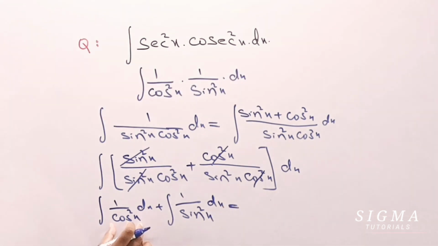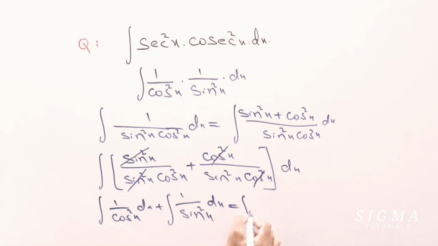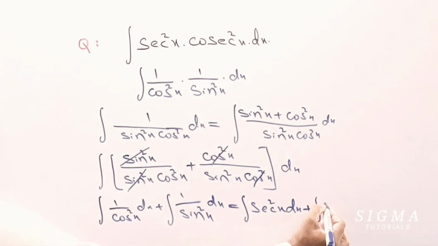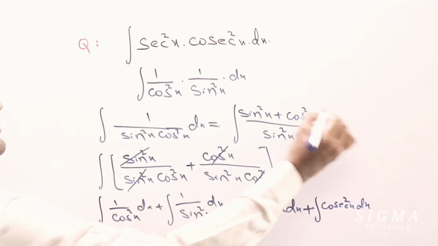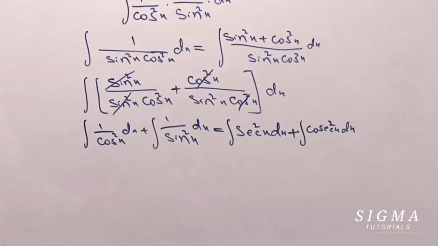If we simplify further, 1 by cos means secant x. So we can write simply the integration of secant square x dx plus, 1 by sine means cosec, the integration of cosecant square x dx.